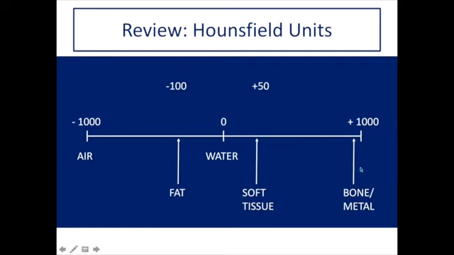Cortical bone and metal are very dense structures near +1,000. Soft tissues are above 0. We'll simplify and use a ballpark figure of +50 for now. And fat is less dense than water. We'll give a ballpark number to remember of -100.